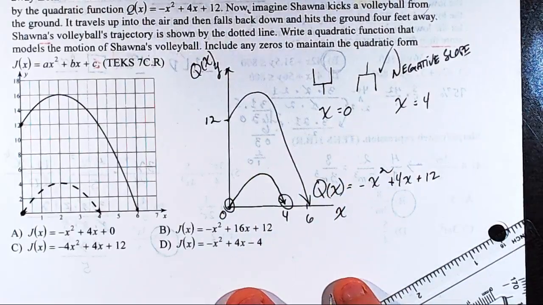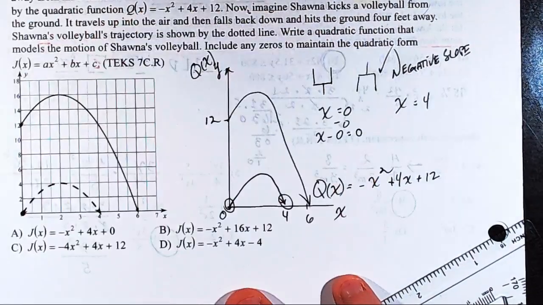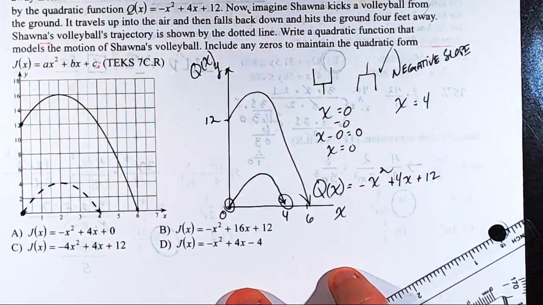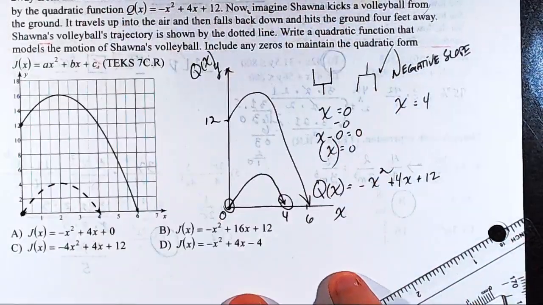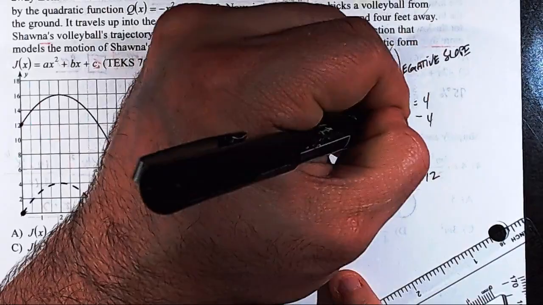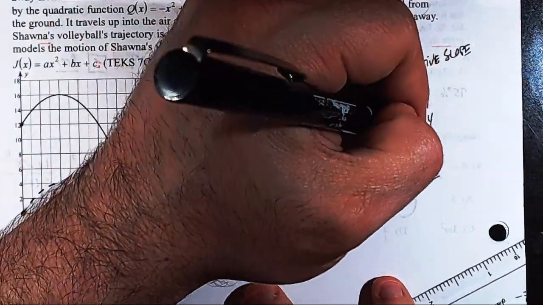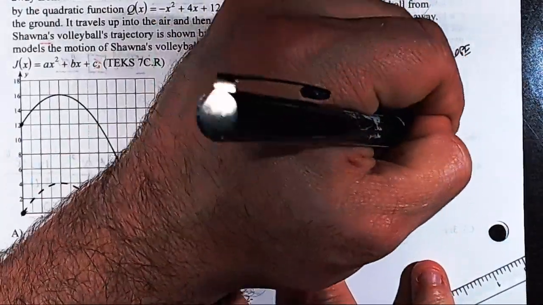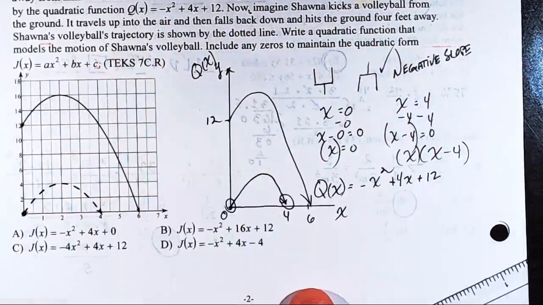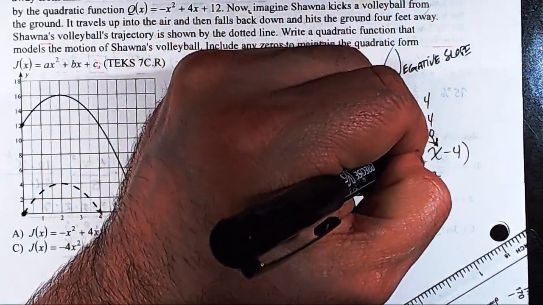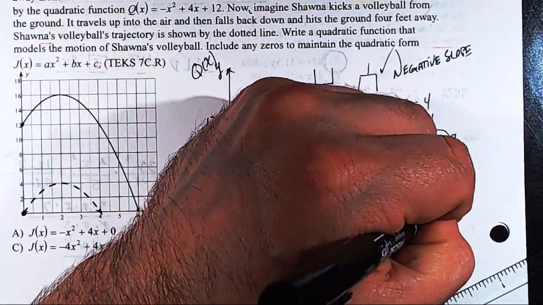Now I want to turn these into factors, right? So I have x minus 0 equals 0, or x equals 0, okay? That means that the factor is x. There's the factor. And now here I've got x minus 4 equals 0. So there's the factor. So here are my two factors, x and x minus 4. So if I FOIL that out, I have x squared minus 4x.